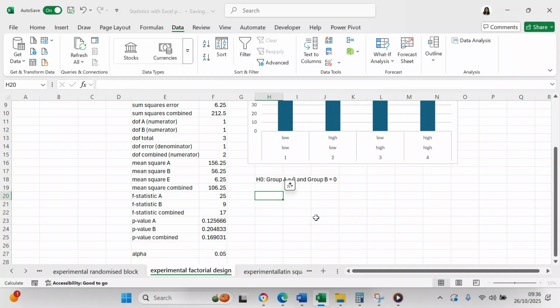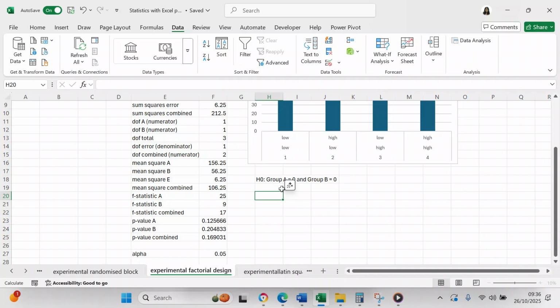So for the p-value on group A, it's greater than 0.05, and on p-value B, it's greater than 0.05 as well, at 0.204. So on both the A and the B, you would fail to reject the null hypothesis. And then your p-value combined is still greater than 0.05, your significance level. So what we would do is we would fail to reject the null hypothesis.